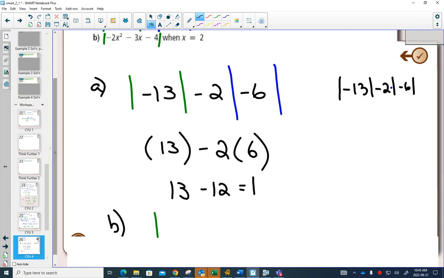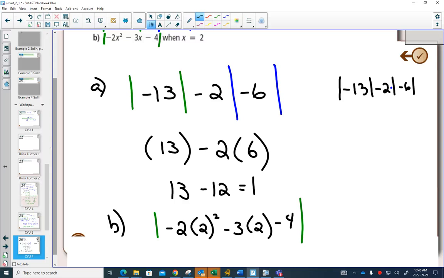Question 2, it says, when x is 2, so when you substitute a number in, you replace each of the x's with 2. Everything else stays the same. So wherever I have x's, I now put 2's. There's where my absolute value ends. And absolute values act like brackets. You need to simplify everything inside of there first.